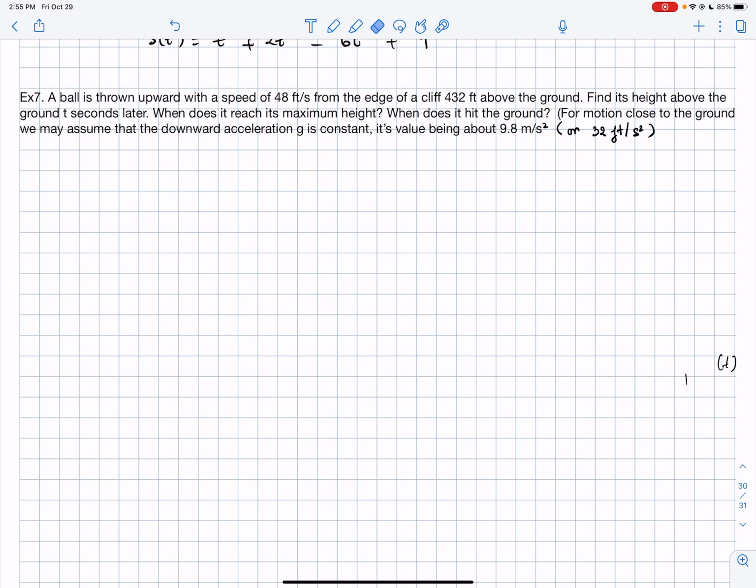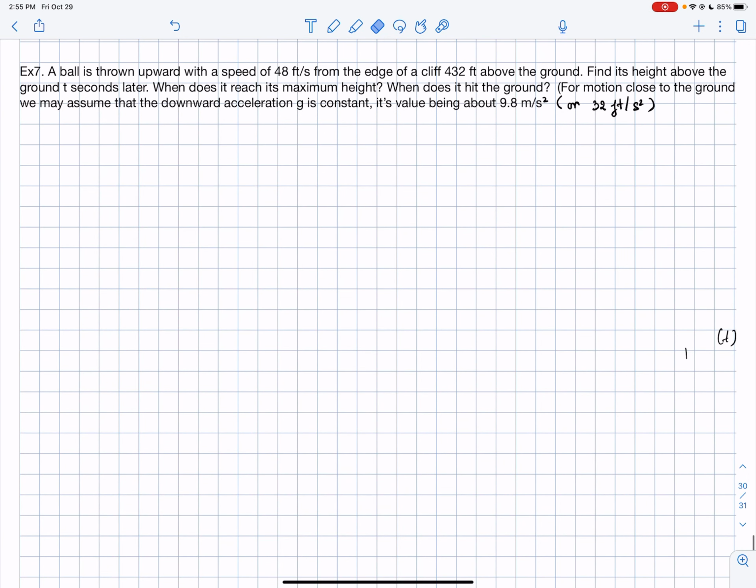Example number 7. A ball is thrown upward with a speed of 48 feet per second from the edge of the cliff 432 feet above the ground. Find its height above the ground t seconds later. When does it reach its maximum height? When does it hit the ground?